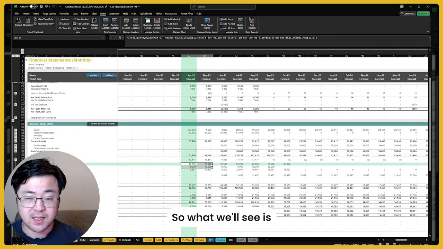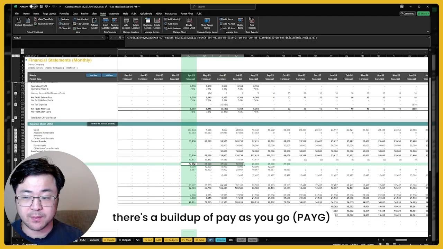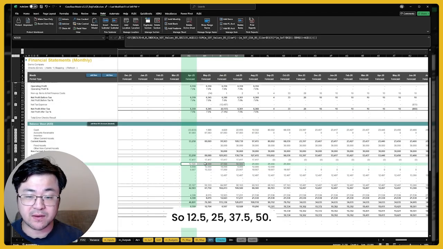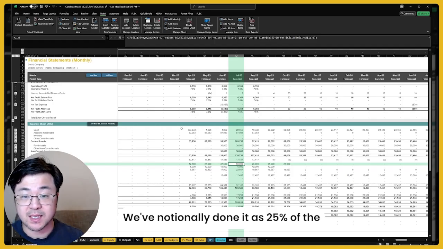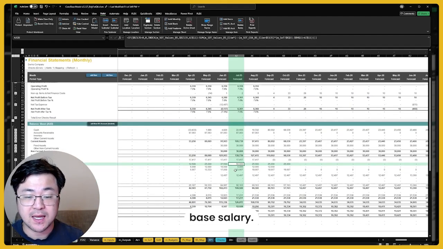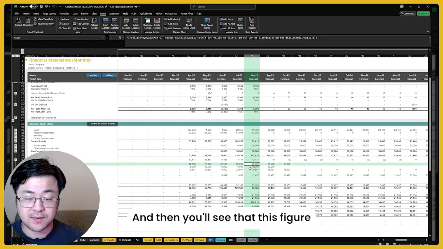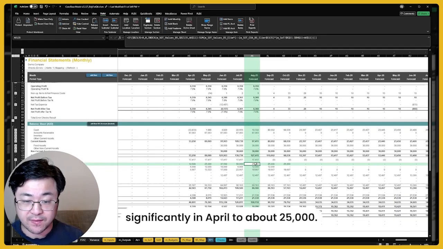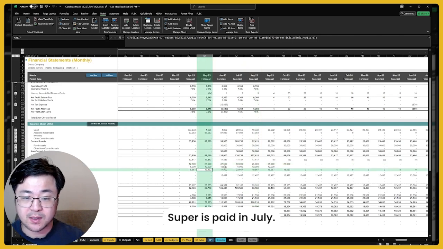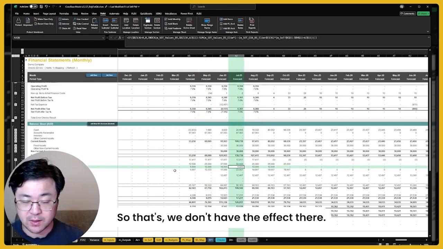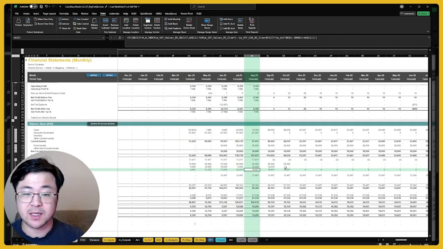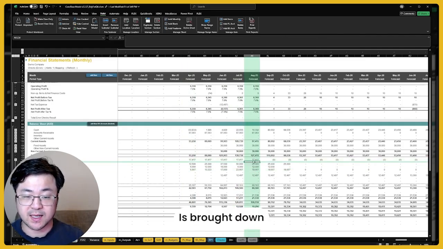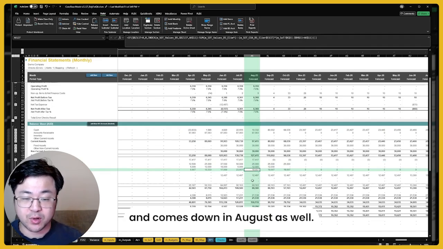So what we'll see is there's a build-up of pay-as-you-go withholding, so 12.5, 25, 37.5, 50. We've notionally done it as 25% of the base salary, and then you'll see that this figure then drops down significantly in April to about 25,000. Super is paid in July, so we don't have the effect there. But now what we also see is GST payable comes down in August as well.